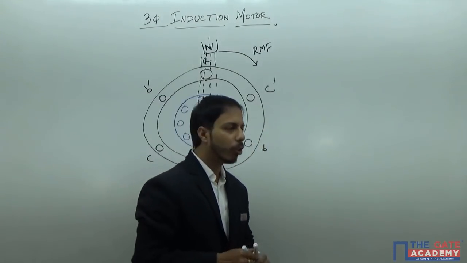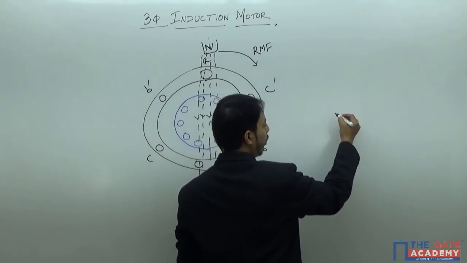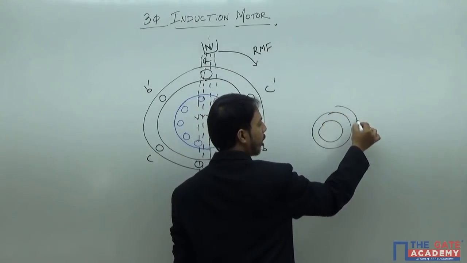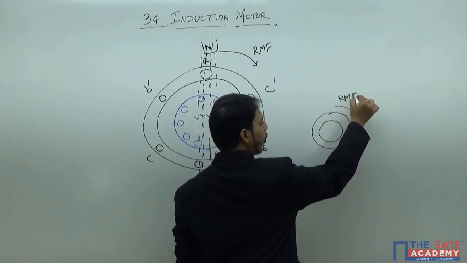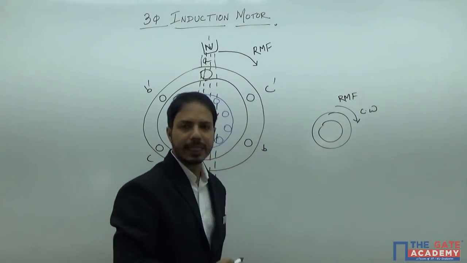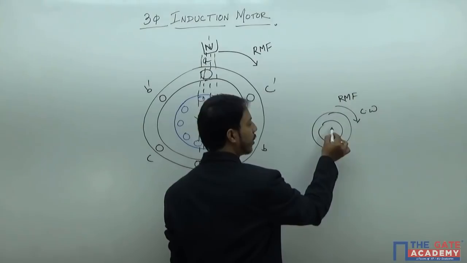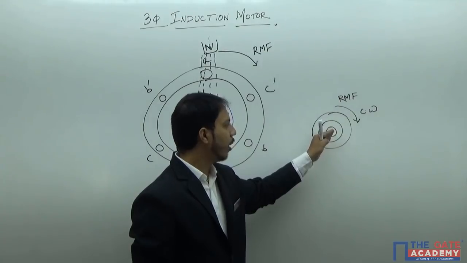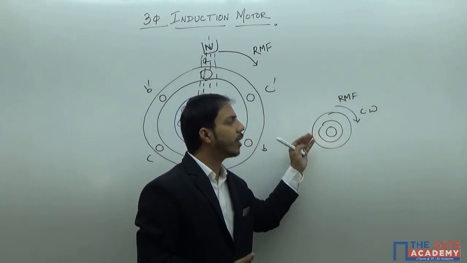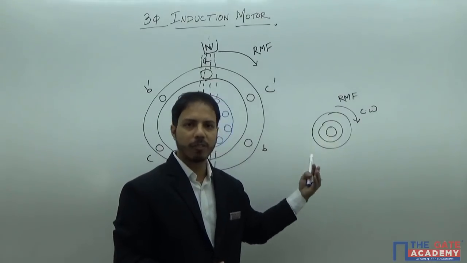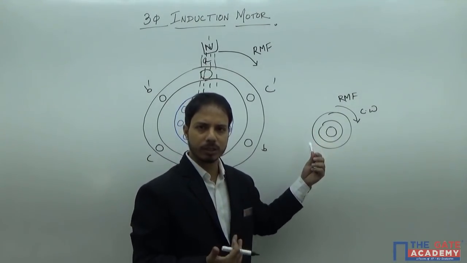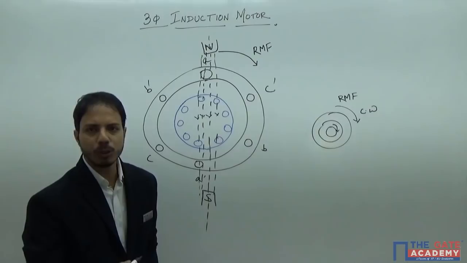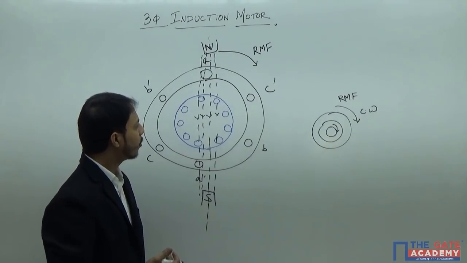Before that, we know what we read in books: suppose this is an induction motor, and I have a rotational magnetic field rotating clockwise. Due to Faraday's law, there will be flux cutting action, and due to Lenz's law, the rotor will start rotating along the rotational magnetic field so that the flux cutting action reduces. That is what is given. But there is one more way to look at it, the working principle. Let us prove it.